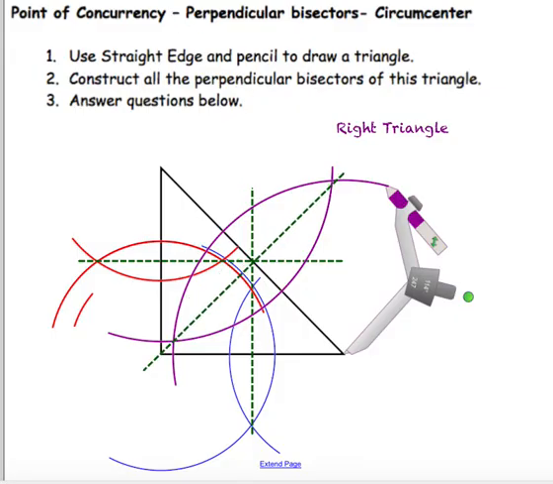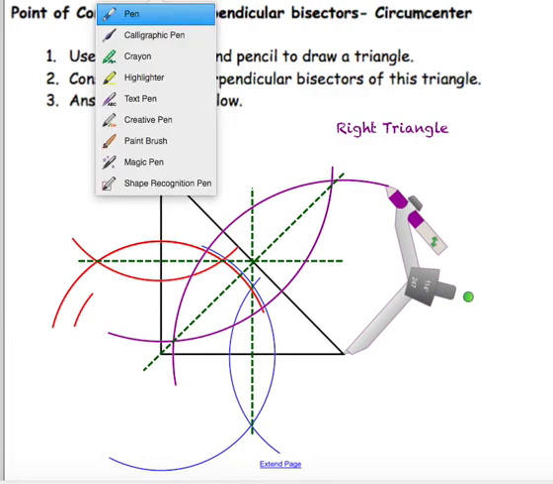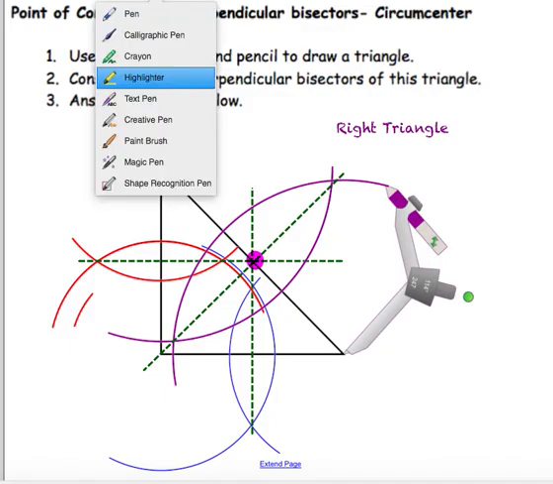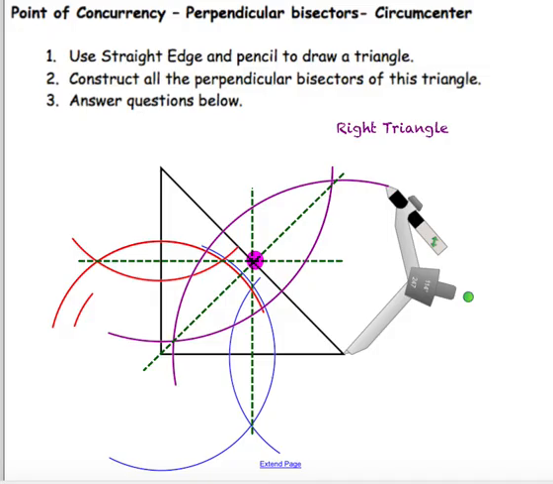And you can see where they're coming together. All three lines are meeting right here. And that's the circumcenter for a right triangle. You can see that it is on the hypotenuse of the right triangle. This was a right triangle. I labeled it up there, but I didn't draw the right angle box when I made it, but it was a right triangle. So our perpendicular bisectors meet right here in the middle of the hypotenuse for a right triangle.